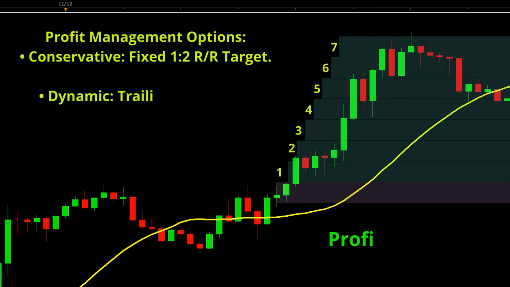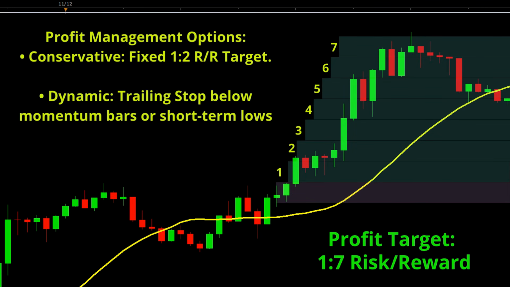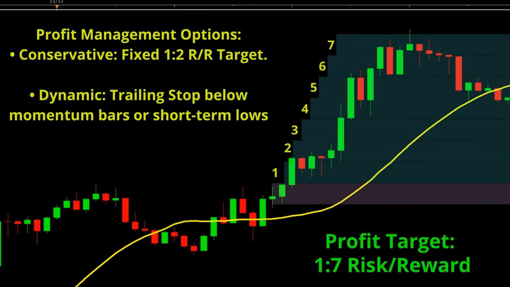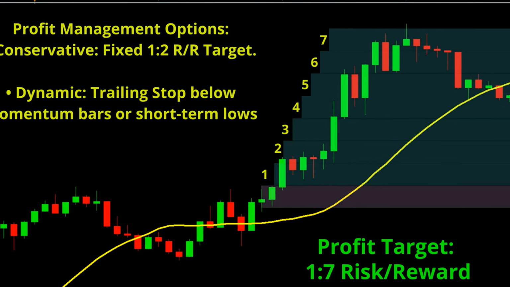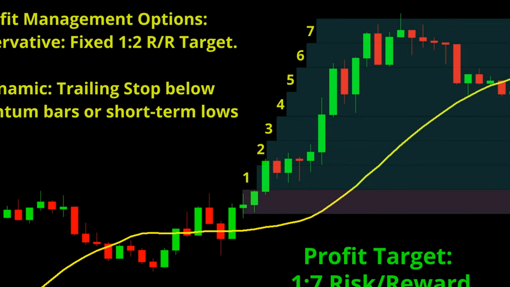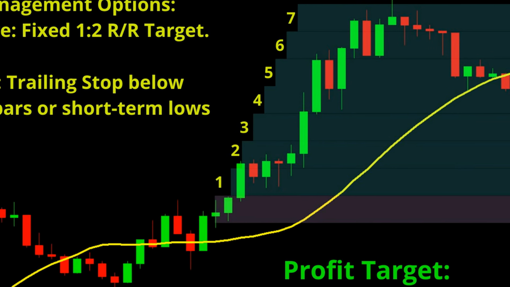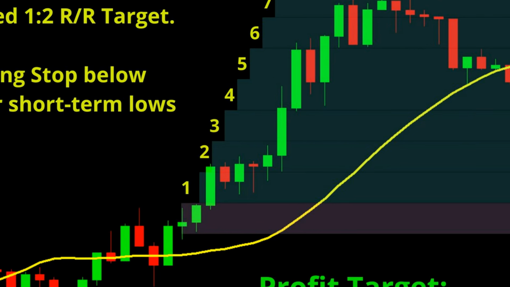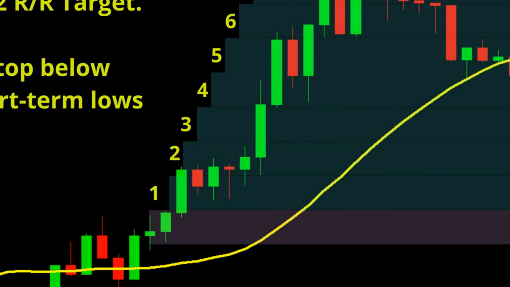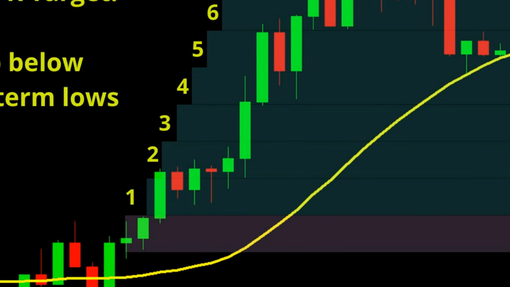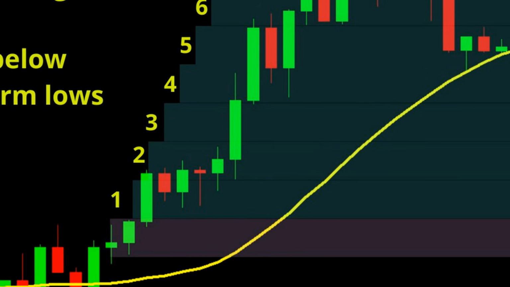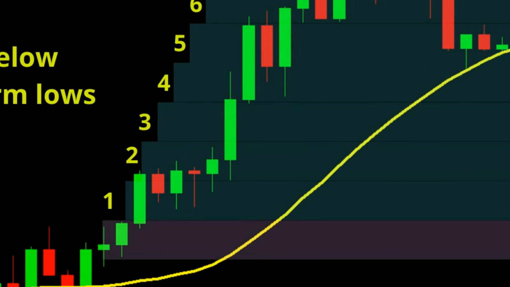Managing your exit requires a balanced approach. While we can't predict exactly how far the market will move, aiming for a consistent 1 to 2 or 1 to 3 reward ratio is highly effective. These rules are robust enough that, even while remaining prudent, the strategy often allows you to capitalize on much stronger trends when the market provides the opportunity.